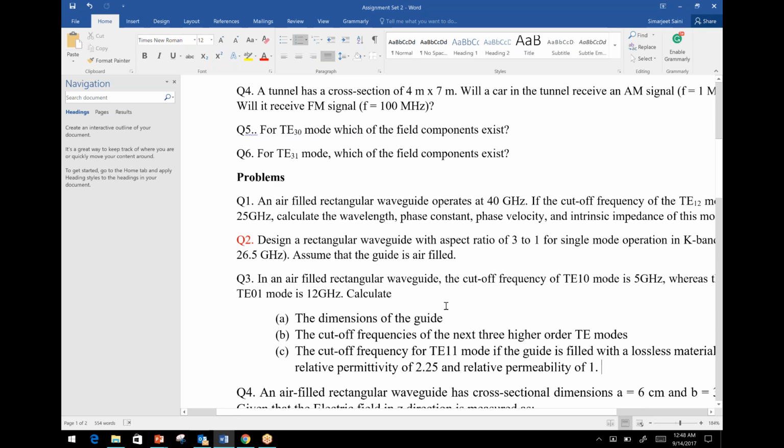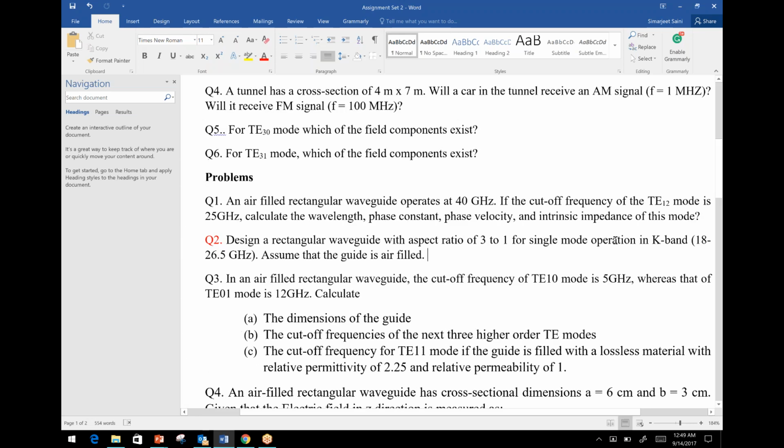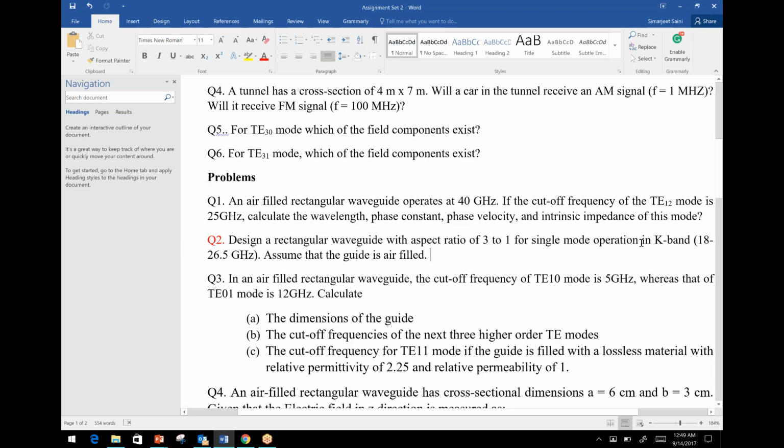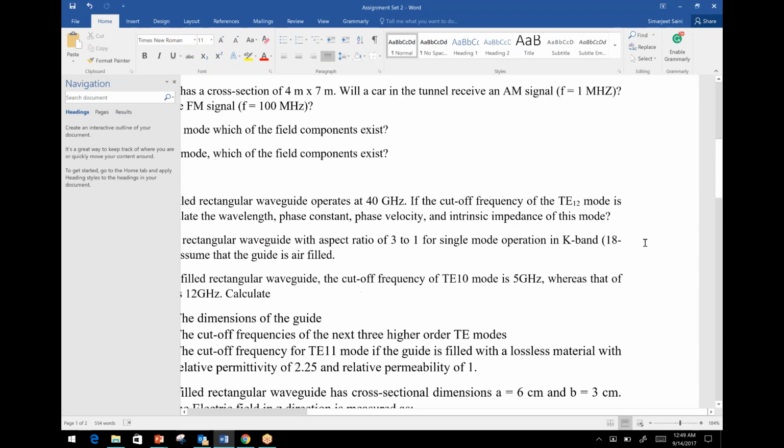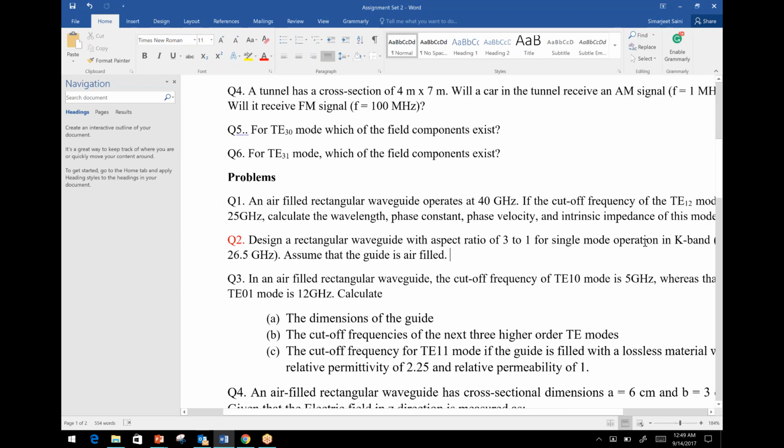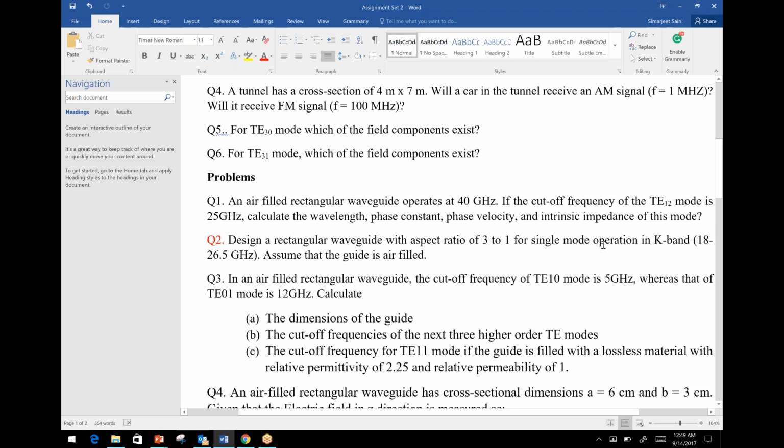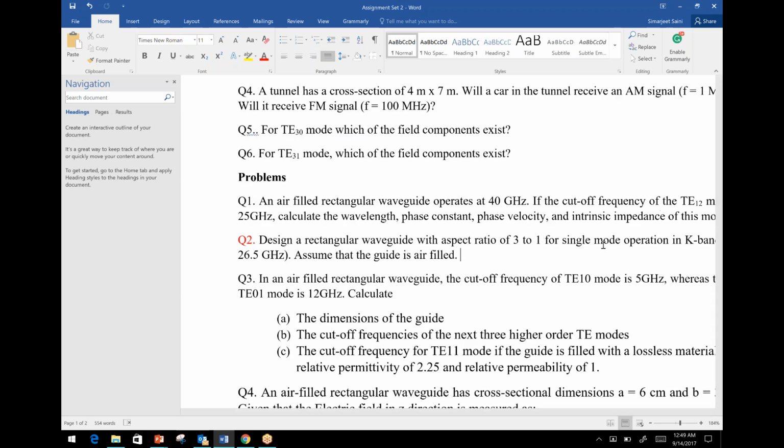Question 2 is somewhat a design question. So you have to design a rectangular waveguide with the aspect ratio of 3 to 1. So basically it's telling you A is equal to 3B for single mode operation in the K band. K band is a specific band for satellite communications. It's between 18 to 26.5 gigahertz.